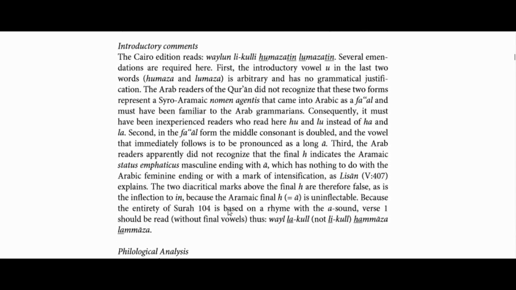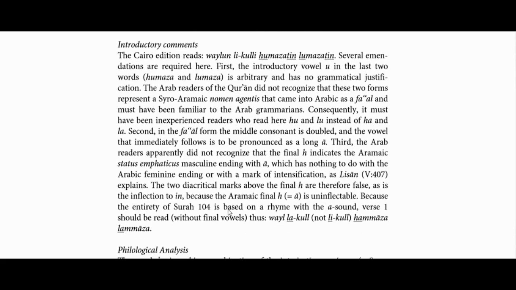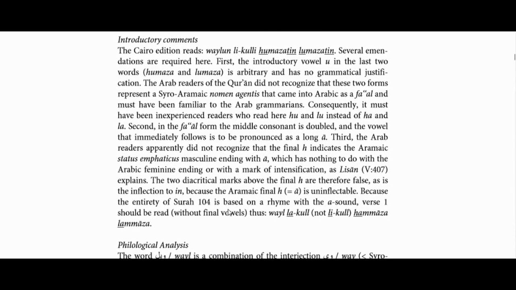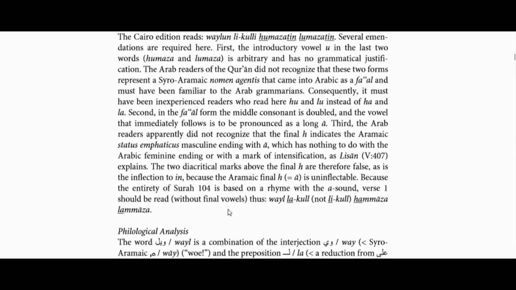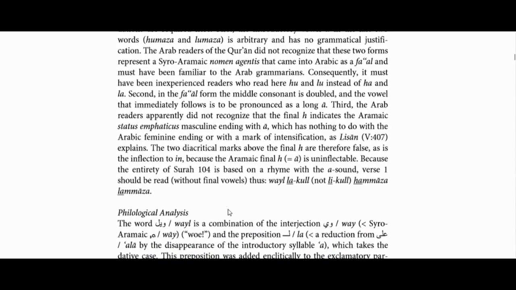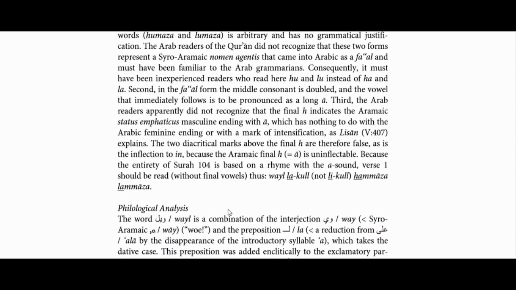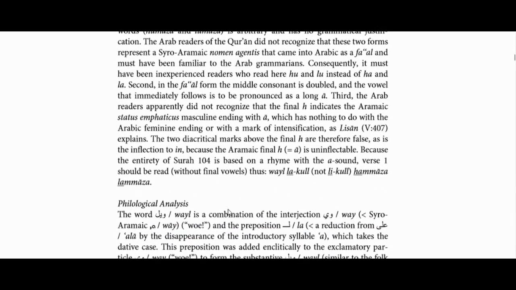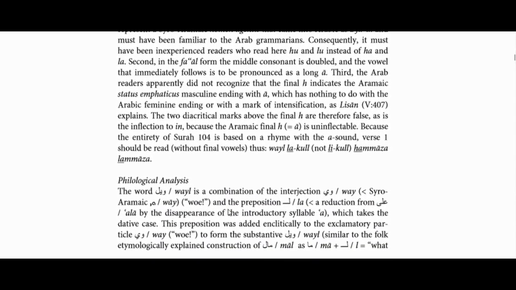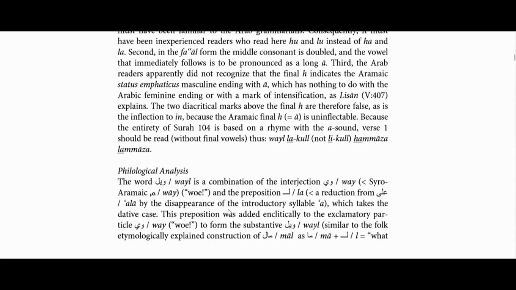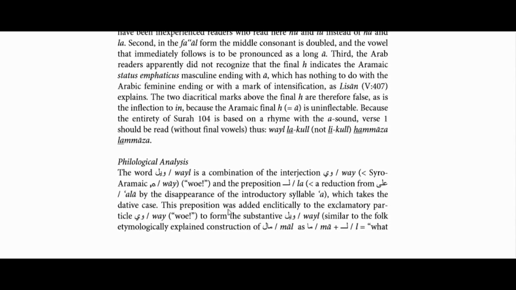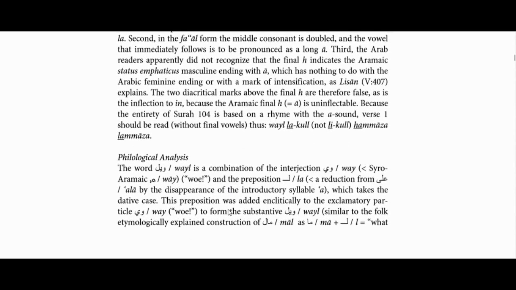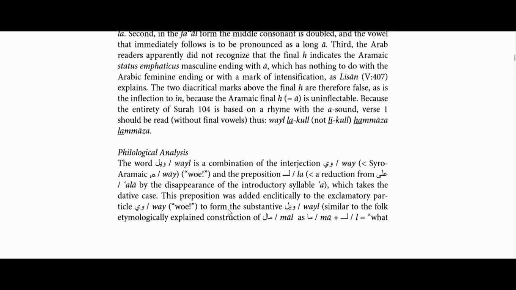The Arab readers of the Quran did not recognize that these two forms represent a Syro-Aramaic nomen agentis that came into Arabic as a fa'al and must have been familiar to the Arab grammarians. Consequently, it must have been inexperienced readers who read here hu and lu instead of ha and la. Second, in the fa'al form, the middle consonant is doubled, and the vowel that immediately follows is to be pronounced as a long ah. Third, the Arab readers apparently did not recognize that the final H indicates the Aramaic status emphasis masculine ending with ah, which has nothing to do with the Arabic feminine ending or with a mark of intensification, as Lisan explains.